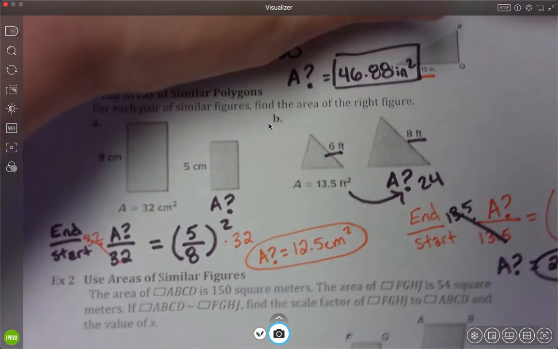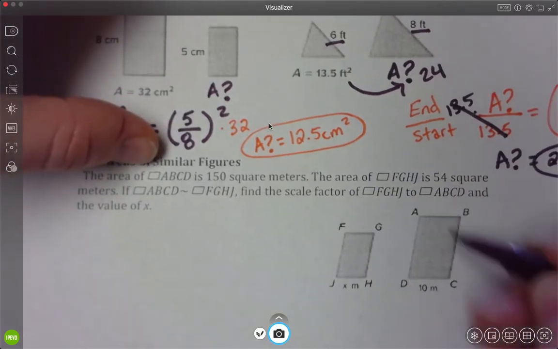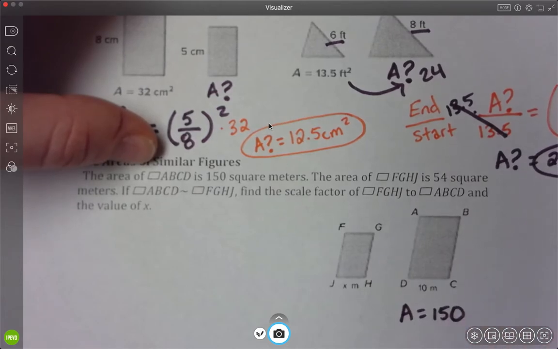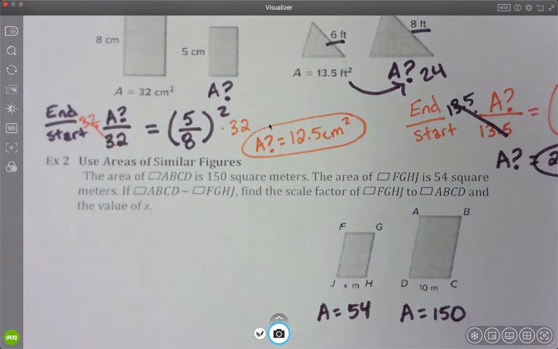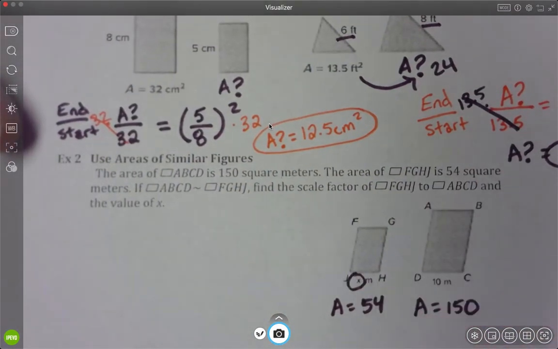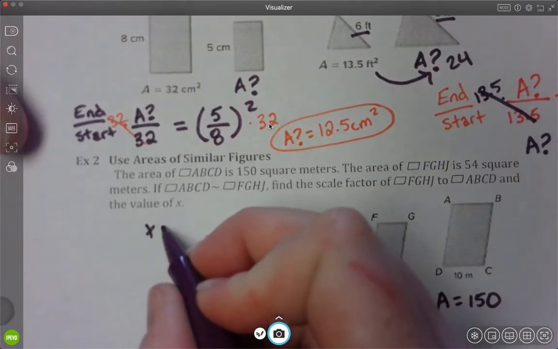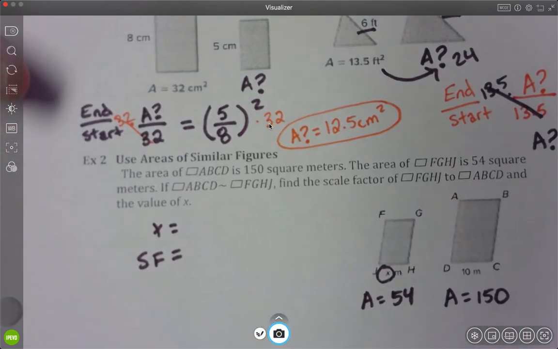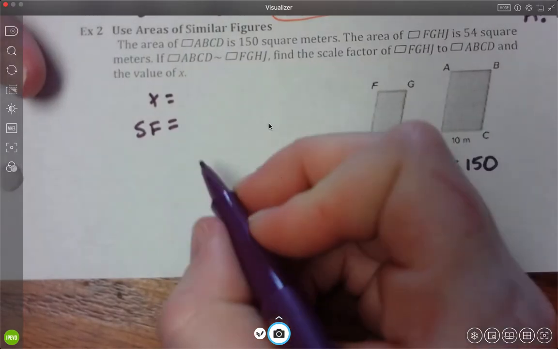Example 2. The area of ABCD. This guy's area is 150. And the area of this one is 54. They want us to find this guy right here, this x. And then talk about the scale factors. So we need to know what x equals, and we need to know what the scale factor is. Oh, those are two things that we don't know. So, all right, the way that we set this up, we do end over start.